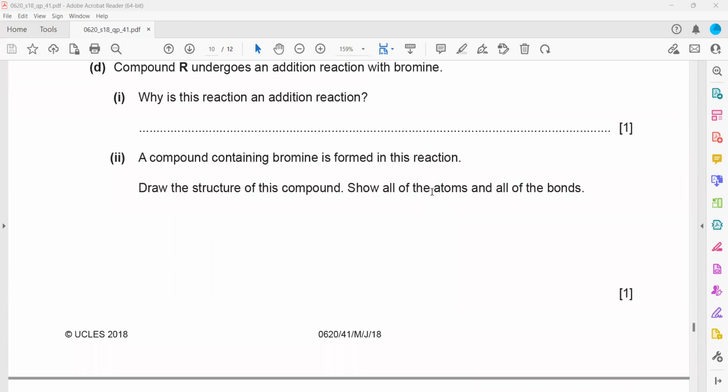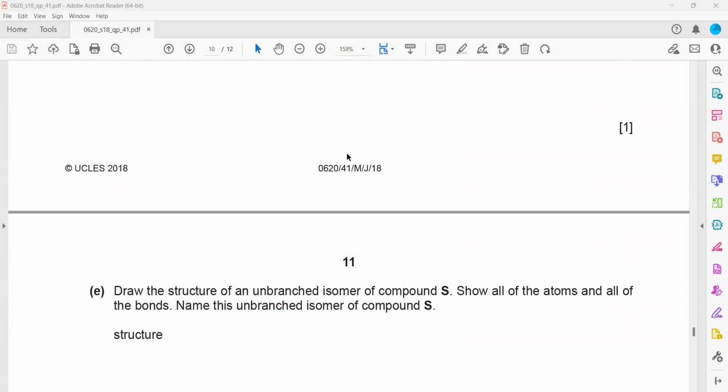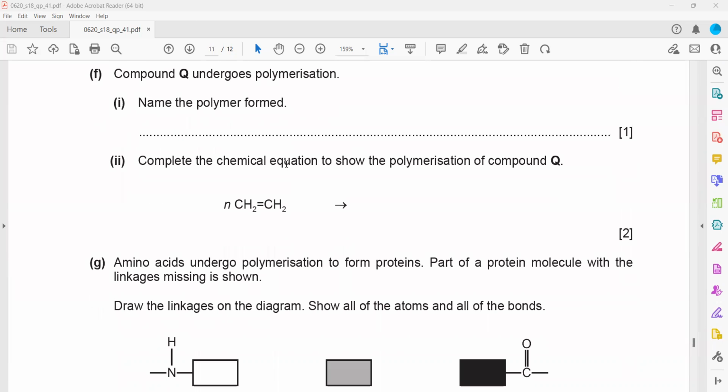If compound Q undergoes polymerization, Q will form polyethene. Because Q is ethene, the polymer which will be formed will be polyethene. Then we have to complete the equation to show the polymerization of the compound.